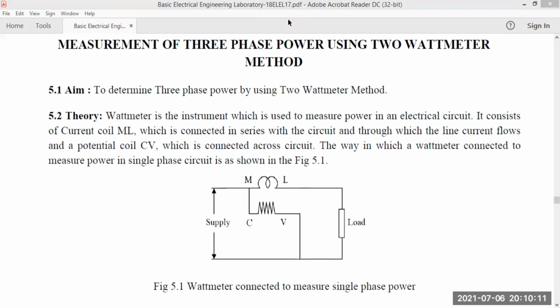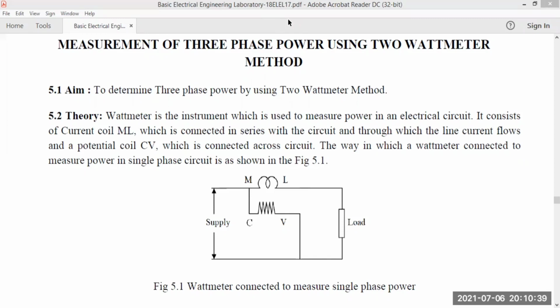The theory behind this experiment is that a wattmeter is the instrument which is used to measure the power in an electrical circuit. It consists of a current coil, which is connected in series with the circuit through which the line current flows, and a potential coil. M and L are the current coil terminals, and C and V are the potential coil terminals.